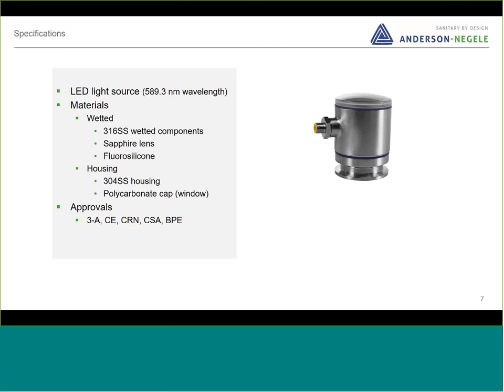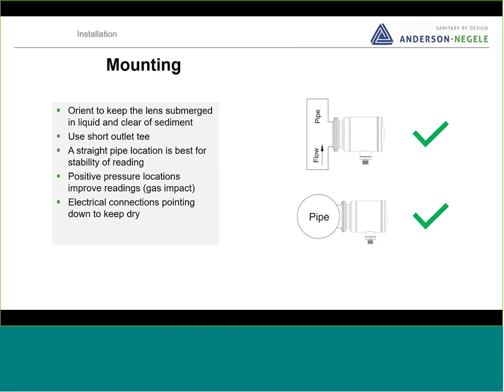The intended approvals will include 3A, so we'll have a 3A approval. That's something I think most people expect from Anderson these days, and we're not going to fail here. Then C for environmental, and then CRN, CSA, and BPE. So I've got some of the basics out on what the specifications are. Basically I wanted to let you know that the capabilities we've got here should directly map into what our customers will be looking for as far as performance capability.